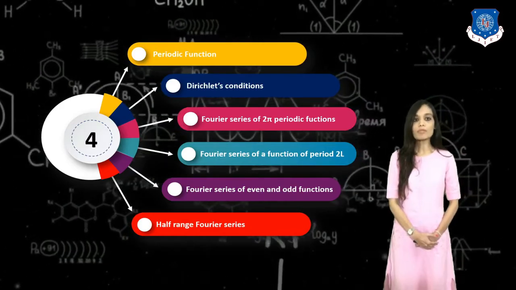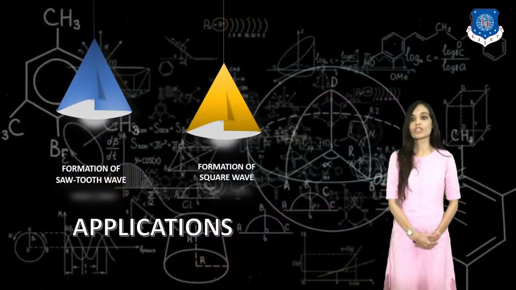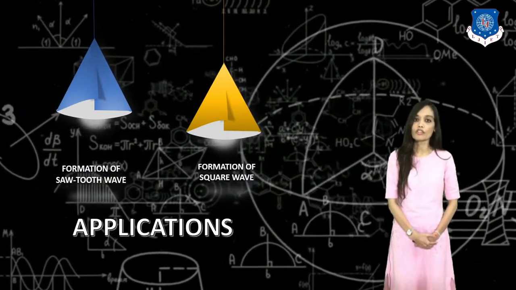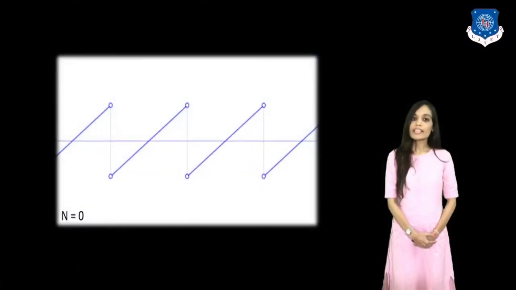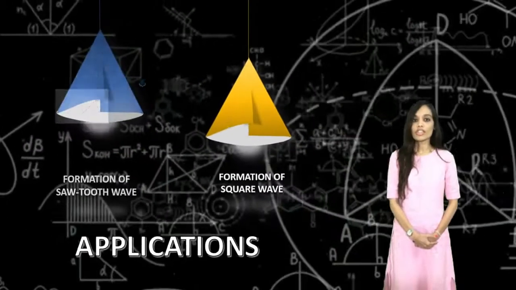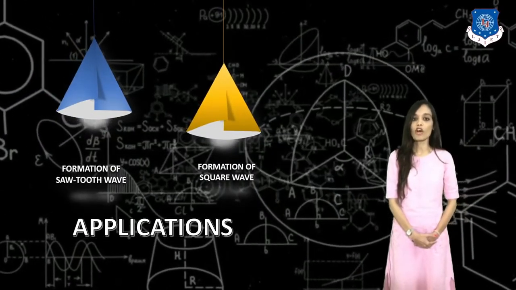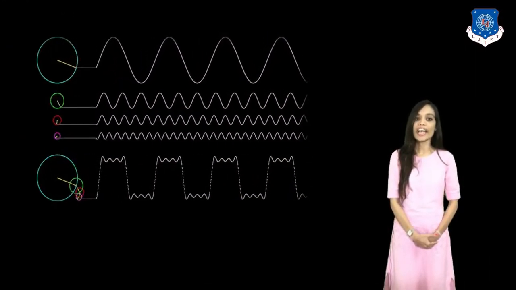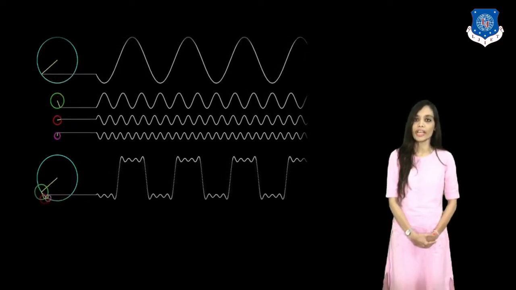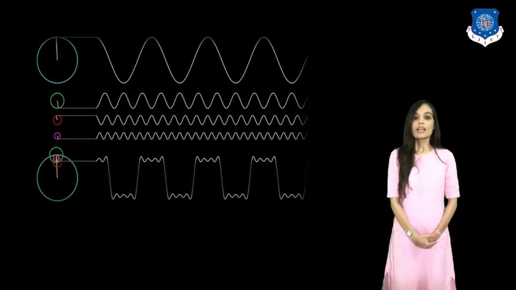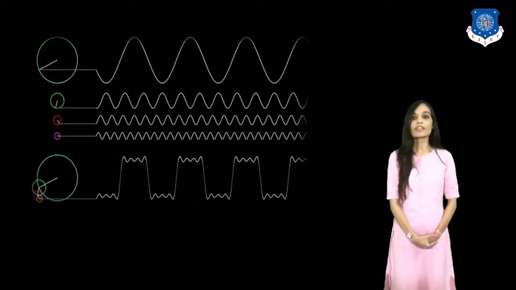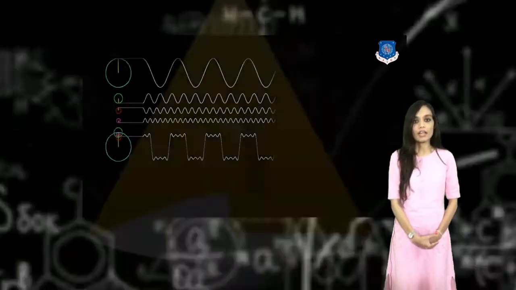Now let us take a glimpse of the applications of Fourier series. The first application is the formation of sawtooth wave. These waves are used to create audio signals. Fourier series is also used in the formation of square wave. The video presented shows that on adding infinite sine components, the resultant signal formed is called a square signal. These waves are used in digital electronics.